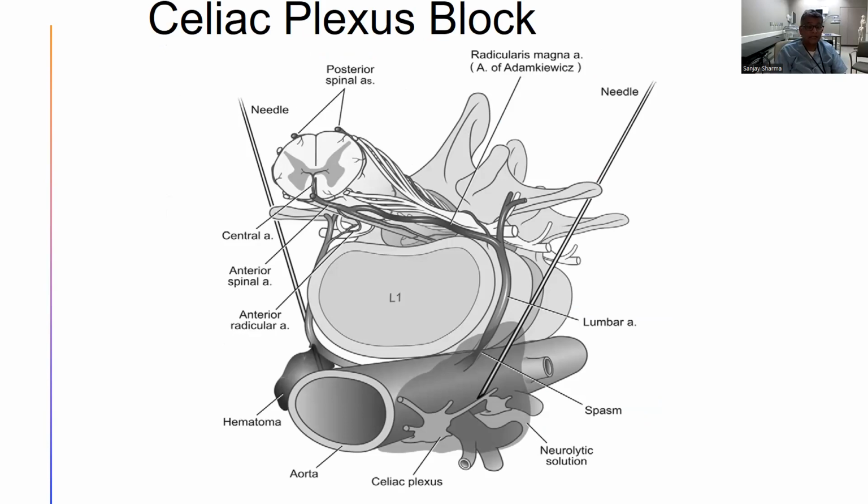So here again, the same risk in the celiac plexus block. We do a lot of those for abdominal cancer pain, pancreatic cancer pain. Here again, there's a risk of damaging the artery, causing spasm. Next, please.